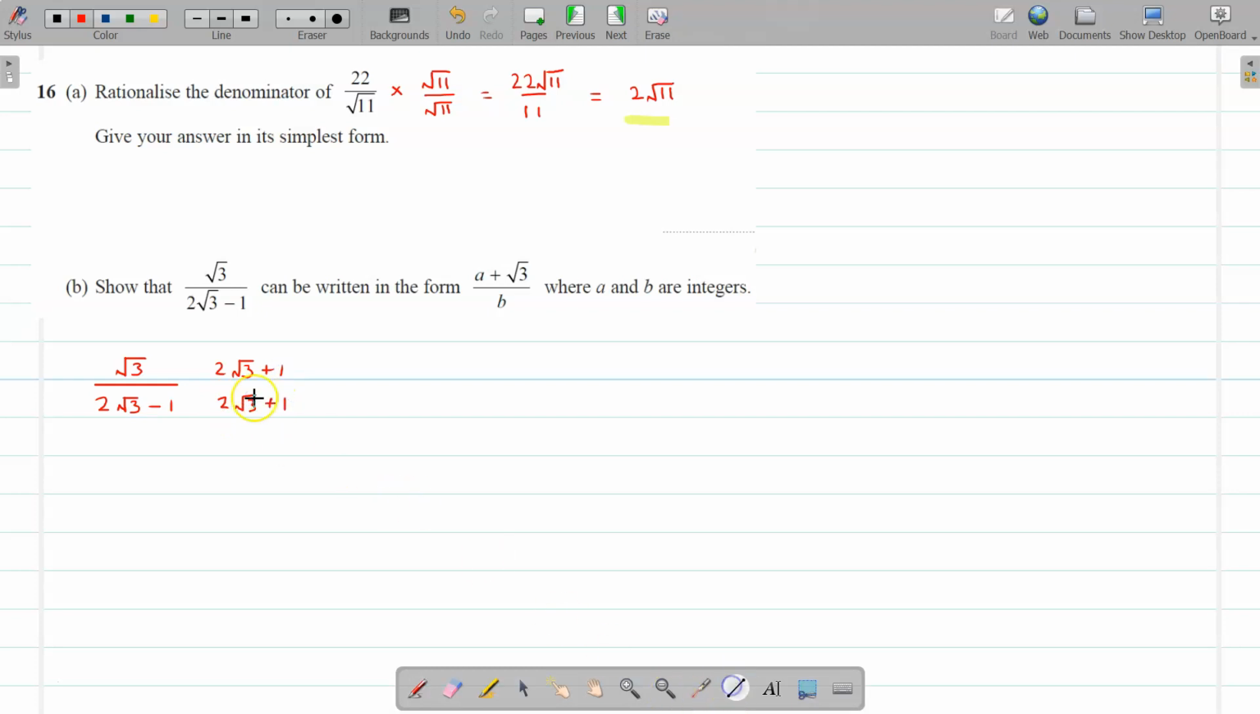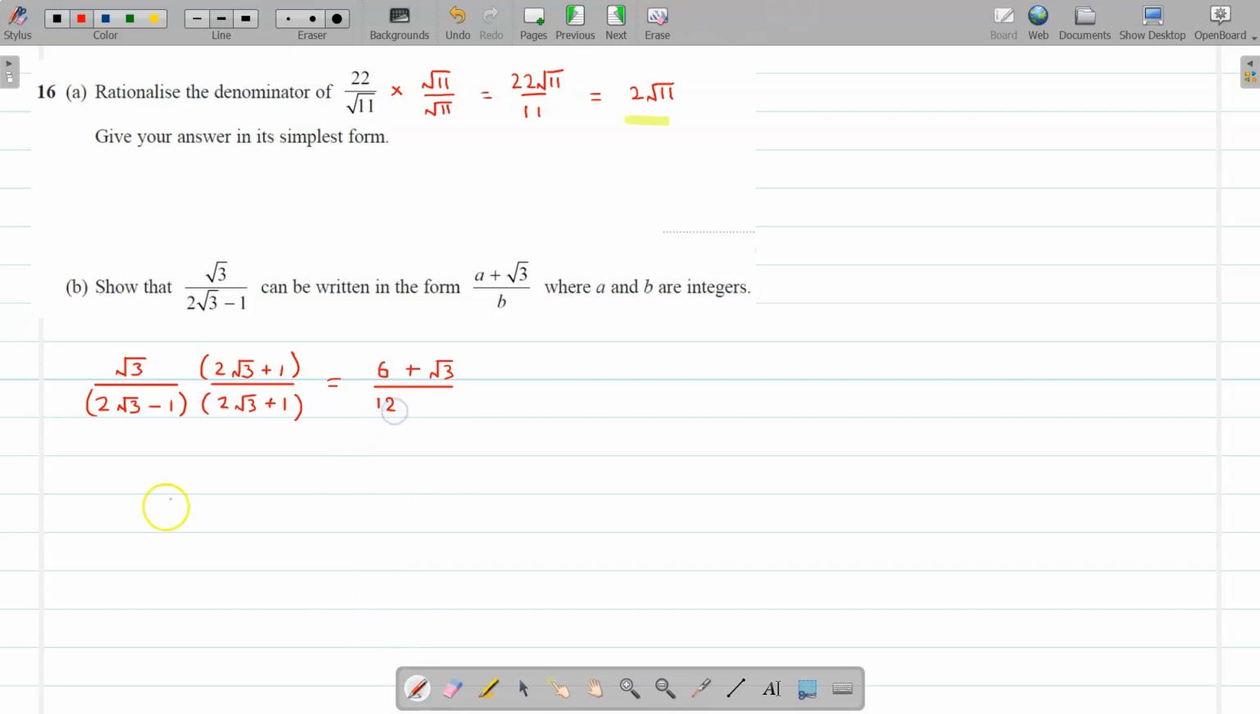And that will cause the denominator to become a rational number. Just might be helpful to put some brackets around there. So we do a FOIL multiplication, first outer inner last, on the denominator. On the numerator we've just got root 3 times 2 root 3, that's 2 times 3, which is 6. We've also got plus 1 root 3, so that's the numerator sorted out. The denominator, well, we've got 2 root 3 times 2 root 3, which is 4 times 3, which is 12.